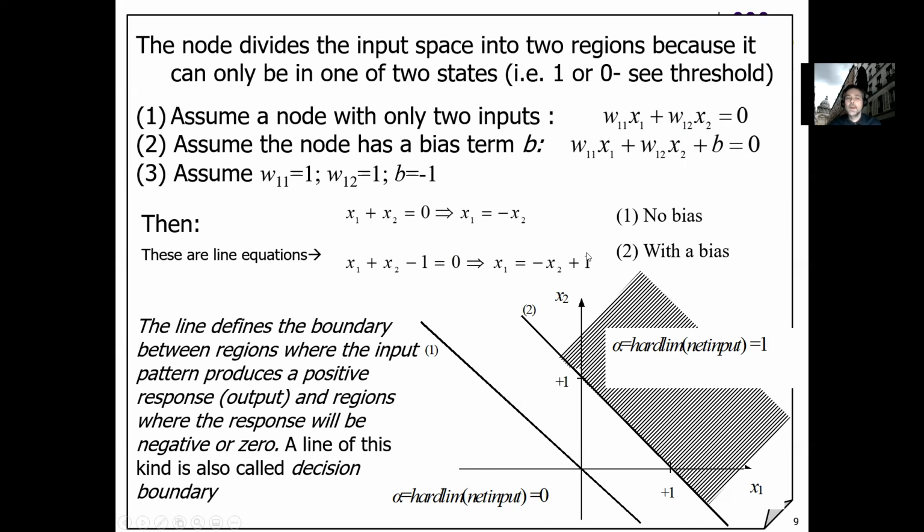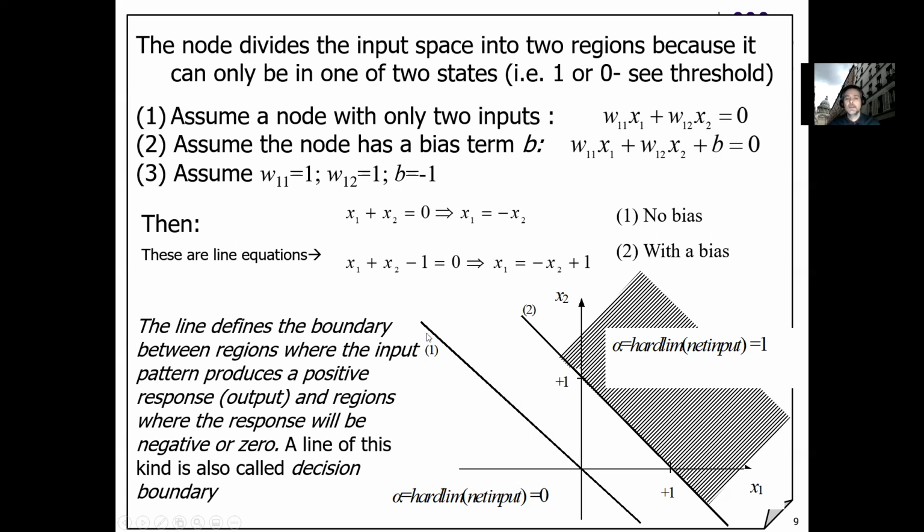These are basically equations of a linear line. If you go back to geometry that you did in high school, you will see that these are just equations of a line. And this kind of node just divides the space into two regions. This line defines a boundary between these two regions. It's called the decision boundary. Points that are on the line, they're on the decision boundary.